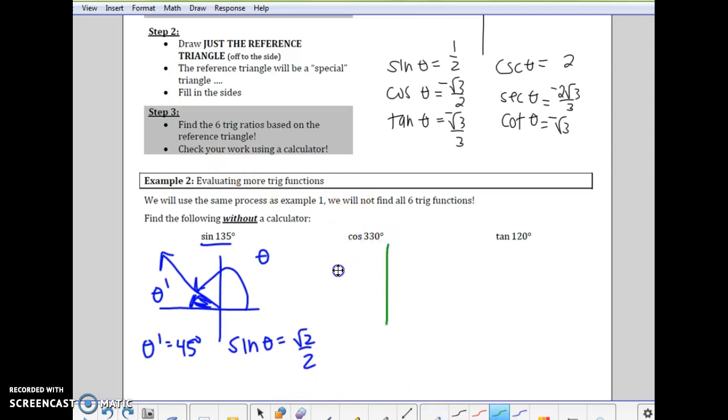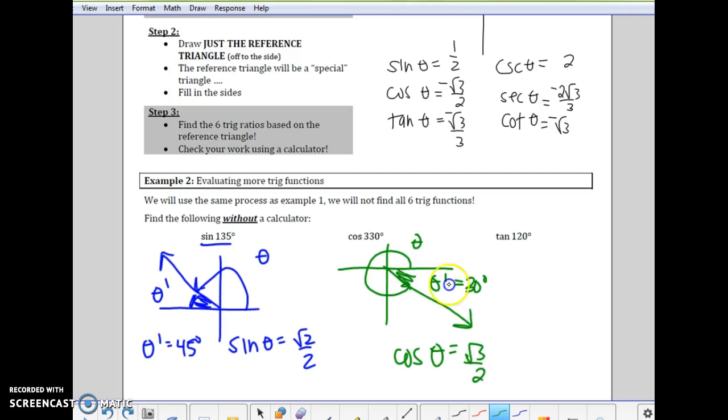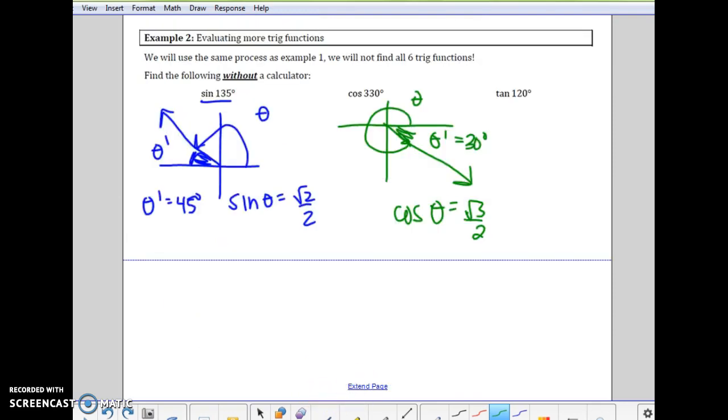Cosine of 330. So let's see here. 330 should put me about right here. My reference angle hanging out in there, theta prime. There's theta. So theta prime is going to be 30 degrees. So we're thinking about cosine of 30 degrees, which is, oh, I have to think for a second, radical 3 over 2. This is all students take calculus, so this is going to stay positive because of the quadrant that it's in.